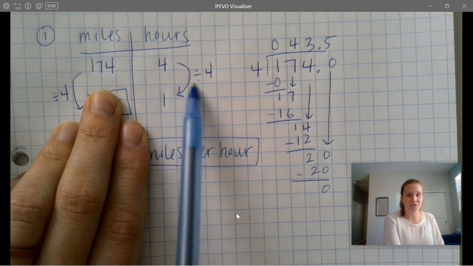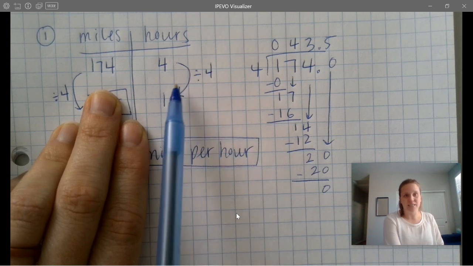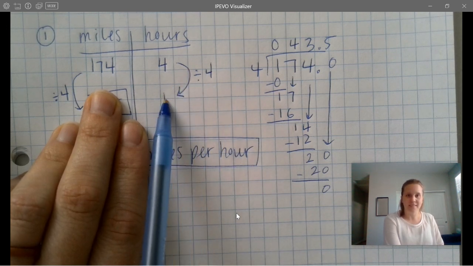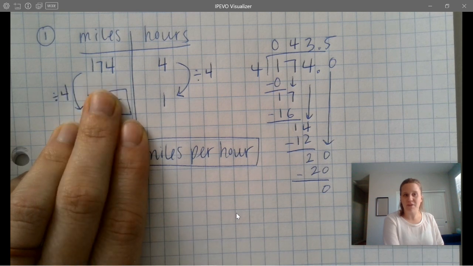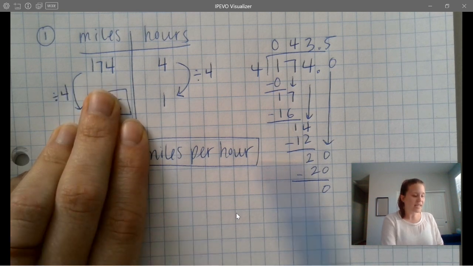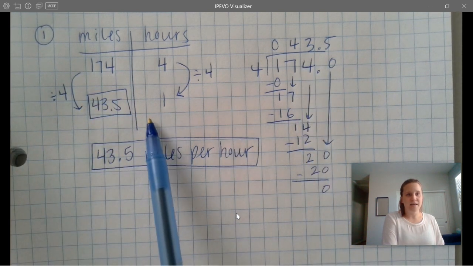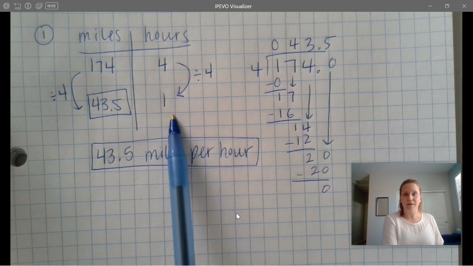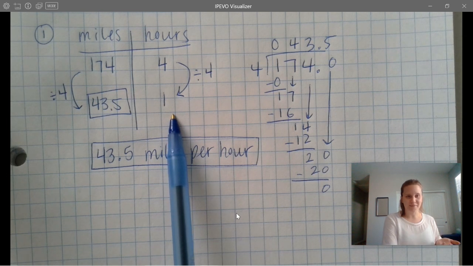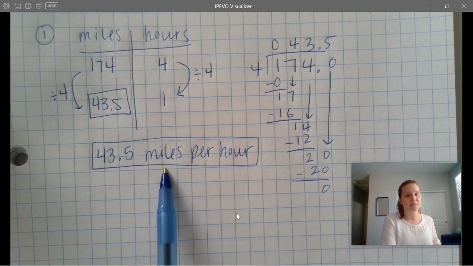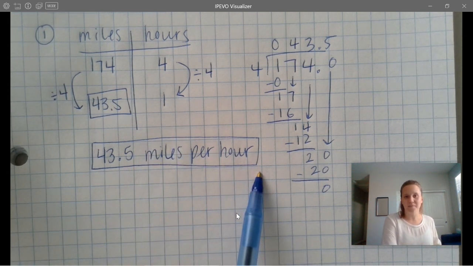So this relationship comes because of where the 1 is. Then I just needed to do 174 divided by 4. I used long division and I got 43 and 5/10 miles for every 1 hour. So my unit rate is 43 and 5/10 miles per hour.